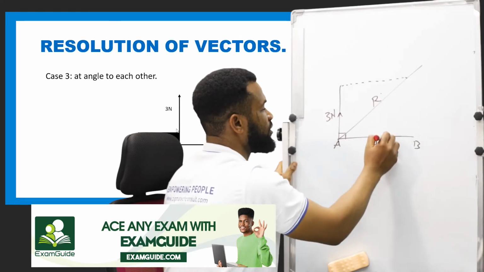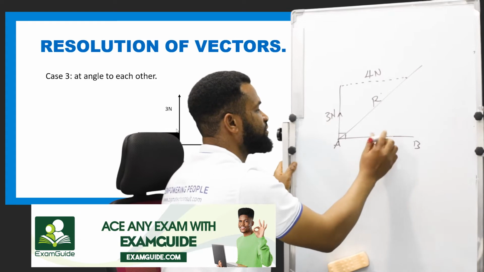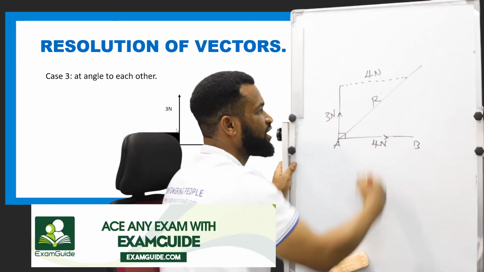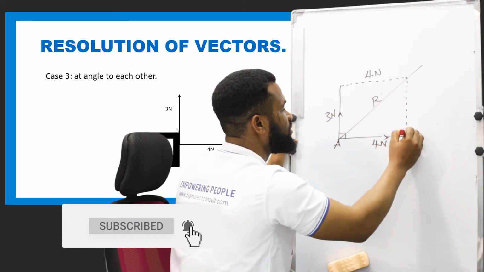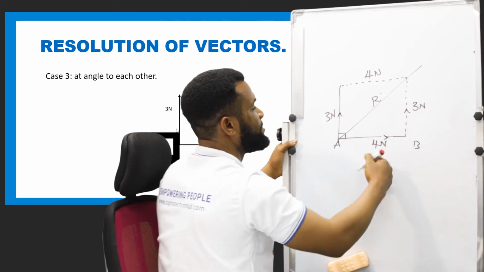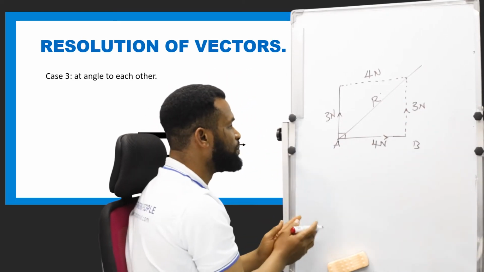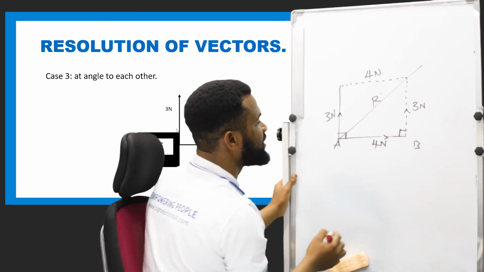All right, this is also representing 4 Newton, because remember, opposite sides of a parallelogram must be the same. And I'm also going to use a dotted line here, which is 3 Newton. All right, now you see I have completed it from here to here and from here to here. This is angle 90.